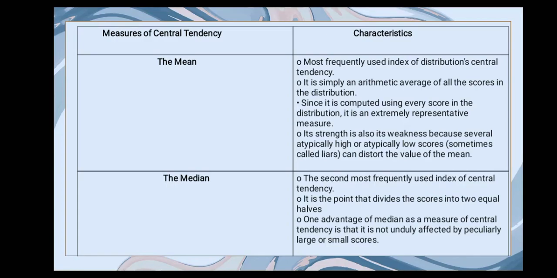The first characteristic of the median is that it is the second most frequently used index of central tendency. Next, it is the point that divides the scores into two equal halves. And next, one advantage of the median as a measure of central tendency is that it is not unduly affected by peculiarly large or small scores.